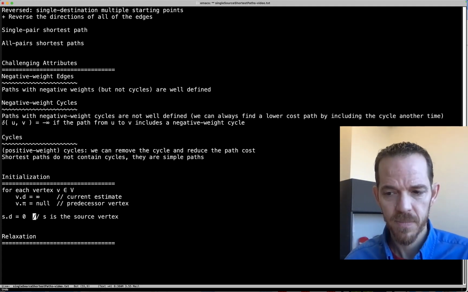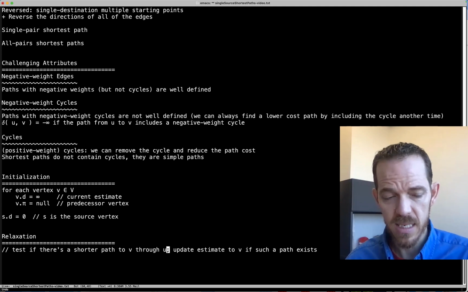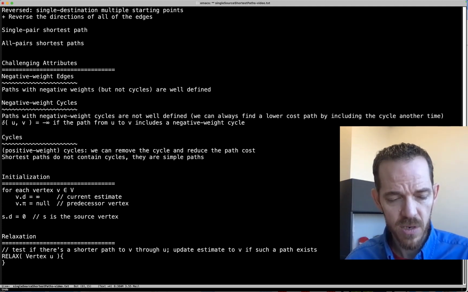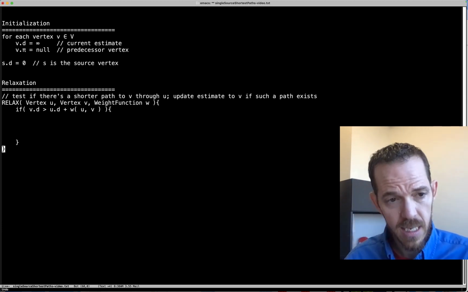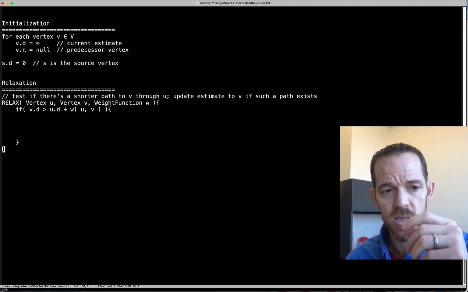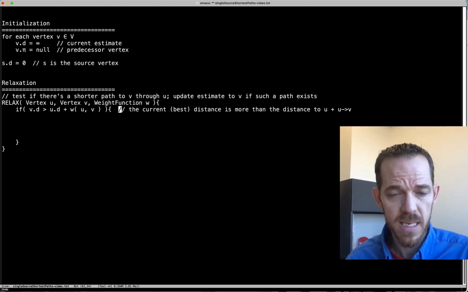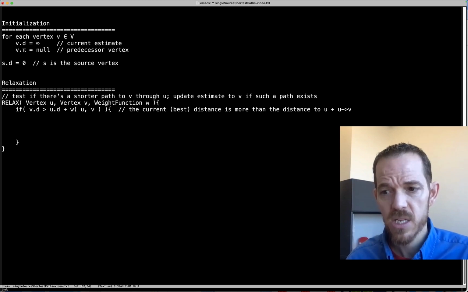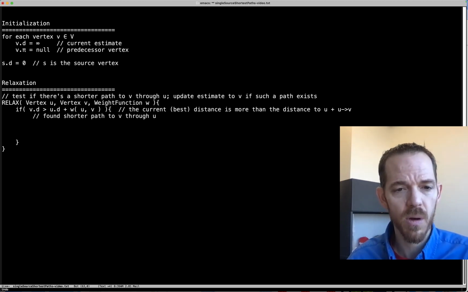Now let's talk about relaxation. It's a test to see if there's a shorter path to V through U, and if there is, then we update the estimate to V. So we need to know about the vertex U, the vertex V, and we also need to have our weight function W. If the current distance to V, that is V dot D, is larger than the sum of the distance to U plus the edge from U to V, then the current best estimate that we have for V is more than the distance. And so we can relax that constraint. We found a shorter path to V through U than what we knew before.